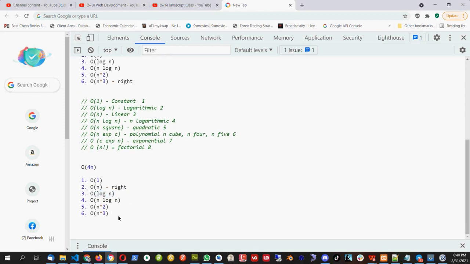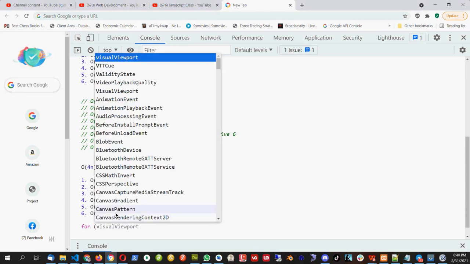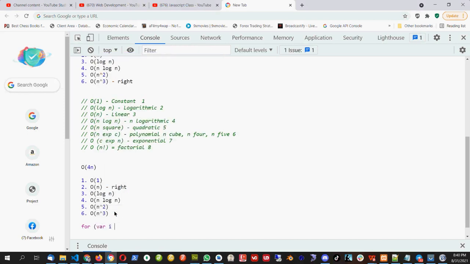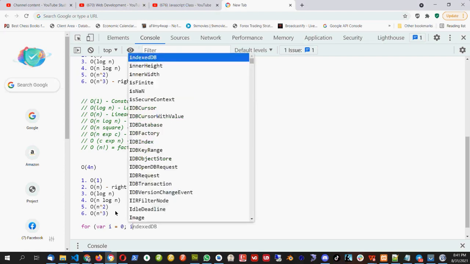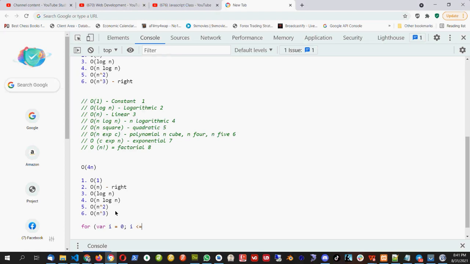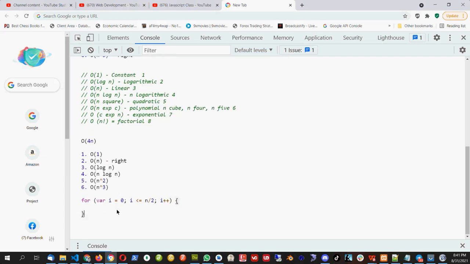Let's talk about the log n. So log n means something like this. Example of log n: I have a for loop with var i equal to 0, and I will say i less than or equal to n divided by 2, i plus plus. So what I'm doing, I'm going till n divided by 2. That means if I pass 100, then I will go 50 times, because I will not go till n. I will go half of the n.